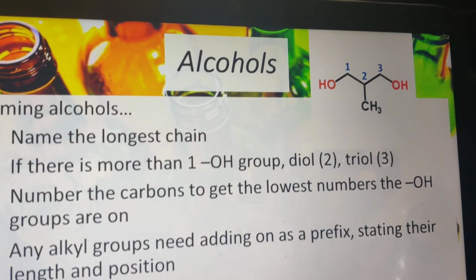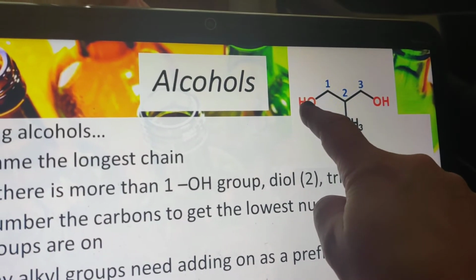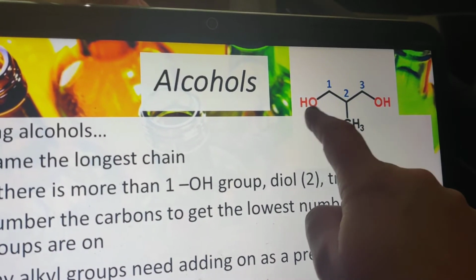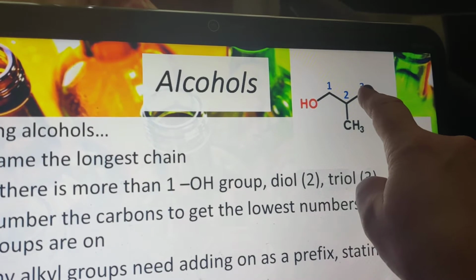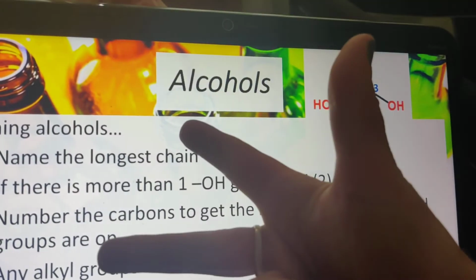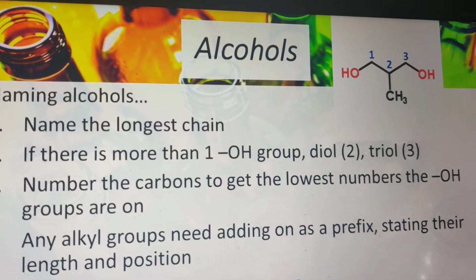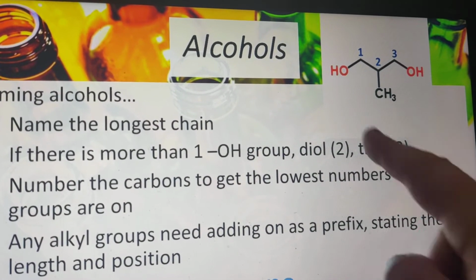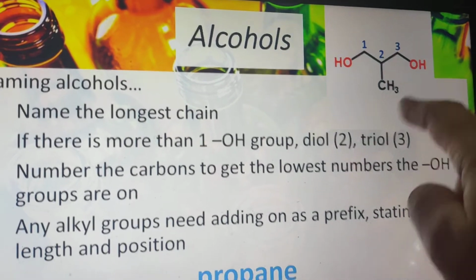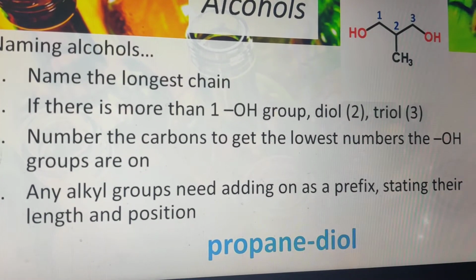So looking at that one there, wherever there's a corner, a bend, you've got a carbon. So you've got 1, 2, 3 carbons, meth, eth, prop. So it's propane. Name the longest chain. Is there more than one OH group? Yeah, there is. There's 2. So it's going to be a diol.